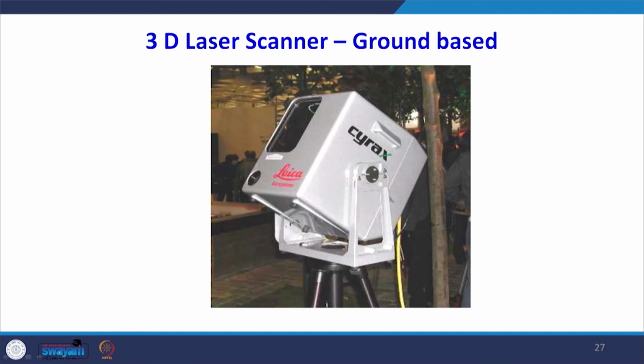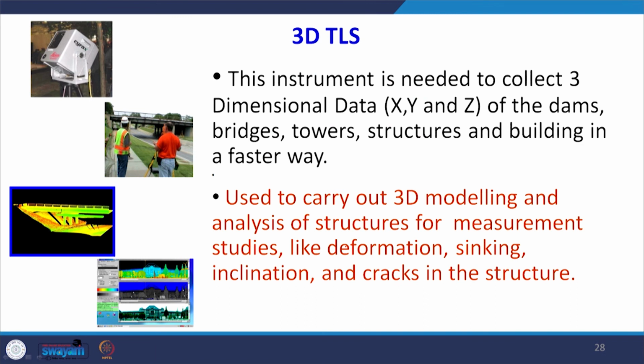So this is a 3D laser scanner, a terrestrial laser scanner, which we keep on the ground and take the observations. Here you can see the person is taking the observation of a bridge, and there is a road here, and then ultimately creating the 3D model of that road with the help of the X, Y and Z data. So we can use it for dams, bridges, towers, structures and buildings in a much faster way.